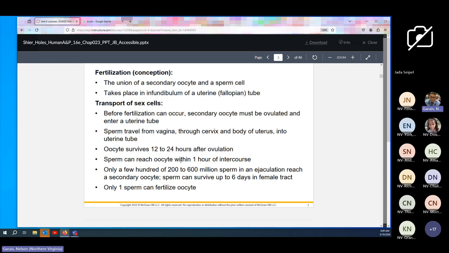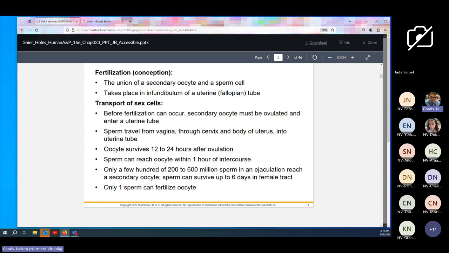And it takes about 12 to 24 hours. And guess what? Typical sperm, 24 to 48 hours. But again, there are some books that say like 5 days. Not a lot of time. Not a lot of time for that sperm to get there. Okay. But it can get there pretty quick, within an hour.